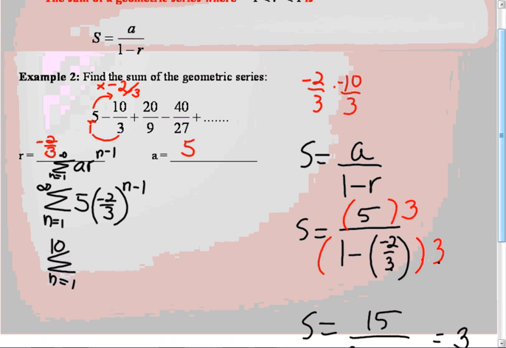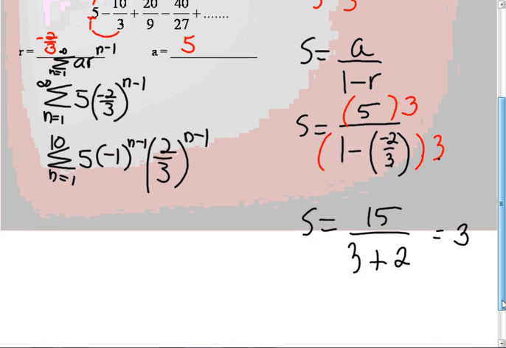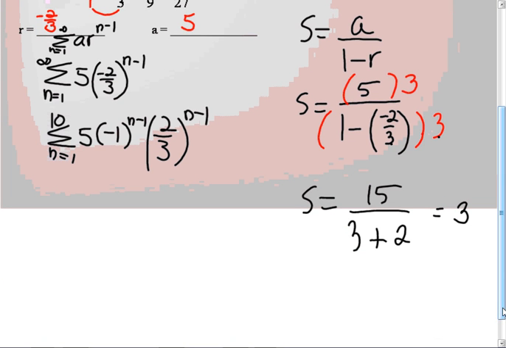You can do that if you want. And I could pull that negative 1 out and do this. And then it's 2/3 to the n minus 1. Let me change the index. Let's start at 0. Now I got to start with 5. So I want to do n equals 0 to infinity.